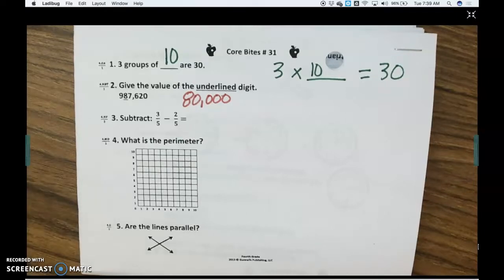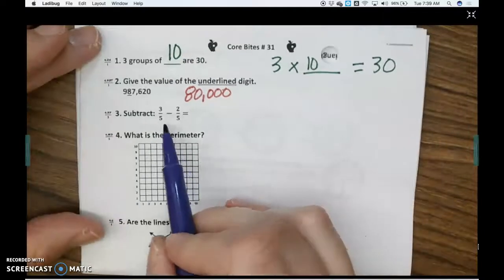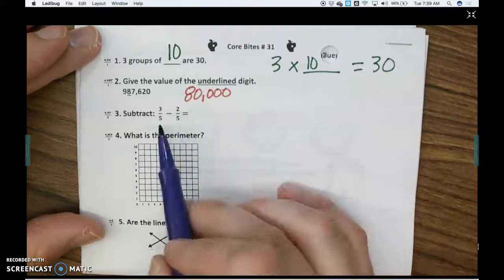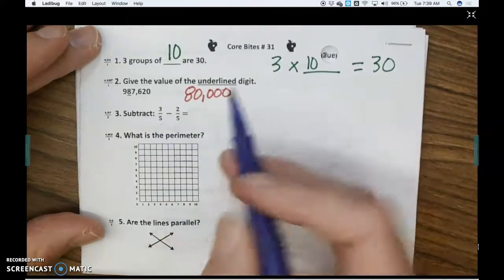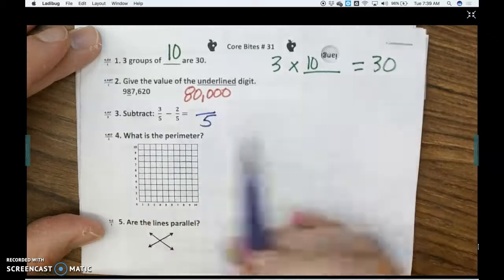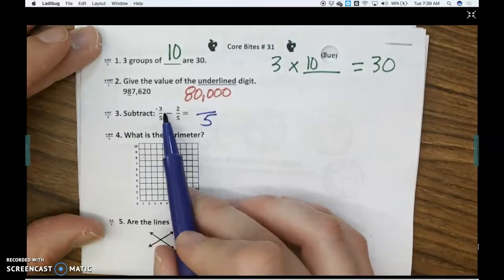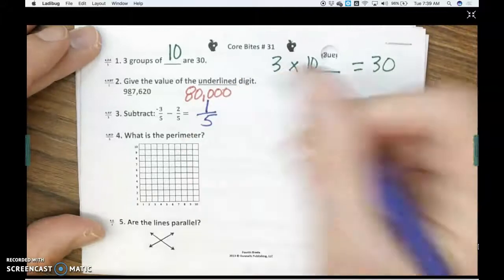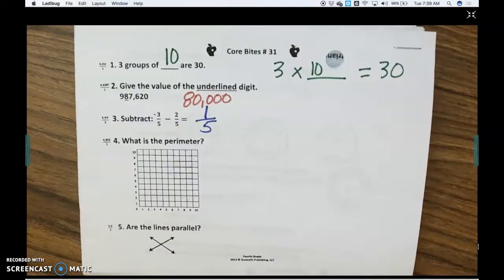For your subtraction problem, you have two fractions. Thankfully, guys, they have the common denominator. They both have 5, so you can easily set it up. So because they have the same denominator, you just bring it over. And then you would look at your numerator and you would say 3 minus 2 gives you 1. So your answer is 1/5.